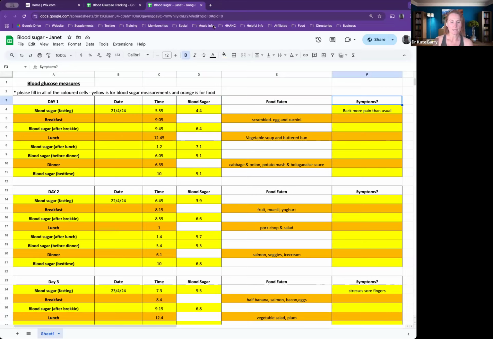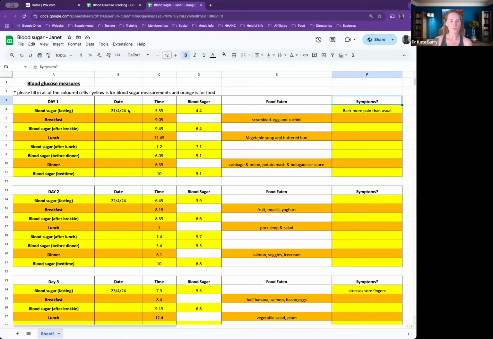So let's start with, what are we looking for? What kind of patterns are we looking for? What do we consider a spike? Because that's really important, okay? Because it's going to be probably a little bit different to what a doctor would consider a spike. I'm really looking for optimal blood glucose levels. We want to try and nip this in the bud before it becomes pre-diabetes, okay?